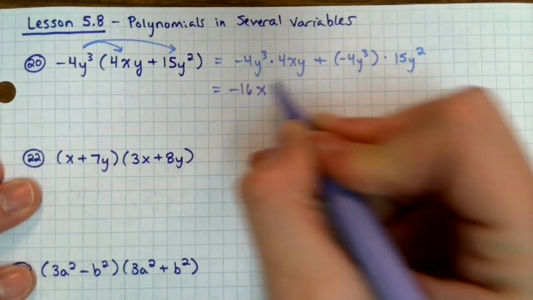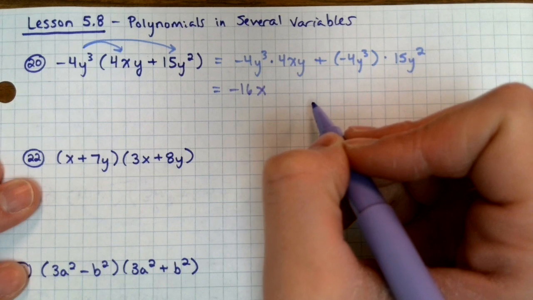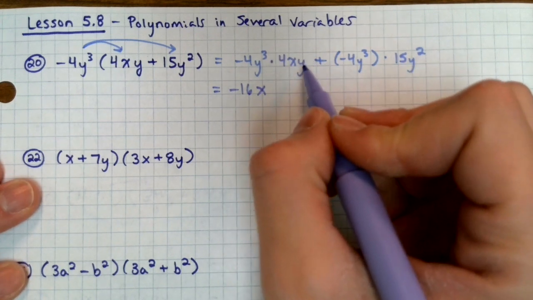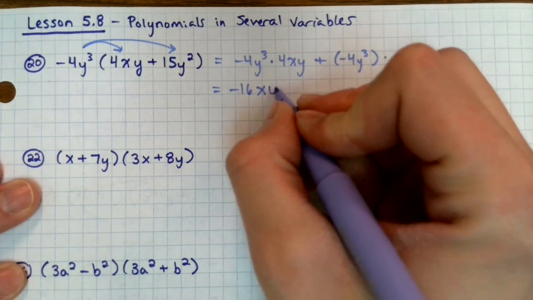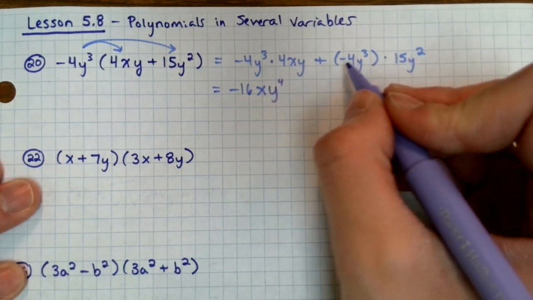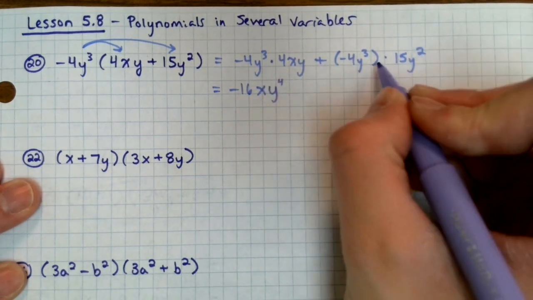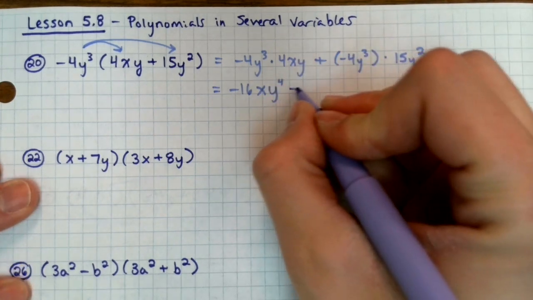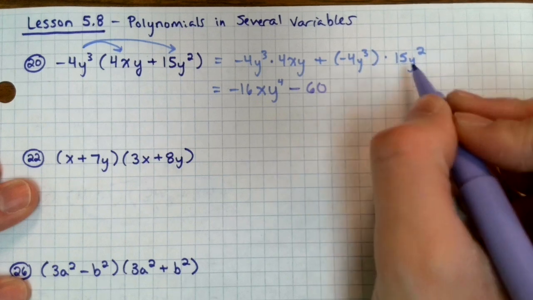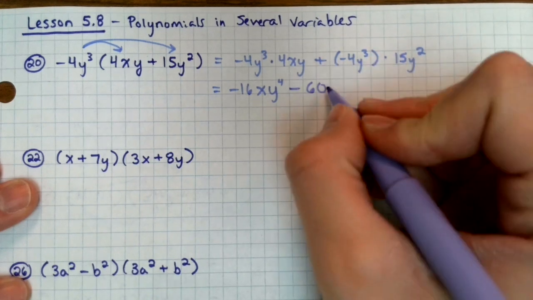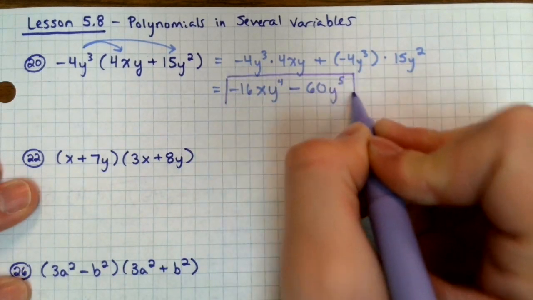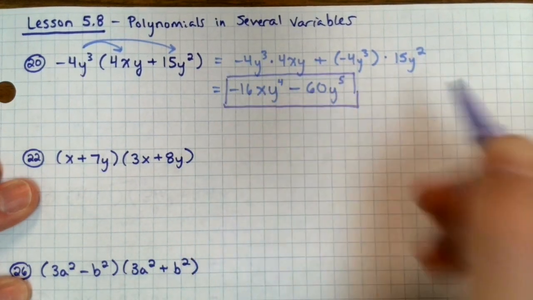We're going to put x next since technically we should write our variables in alphabetical order. Y to the third times y to the first, we can actually add those exponents and this becomes y to the fourth. And then this is just going to be negative 4 times 15, which is negative 60, so we can write this as minus 60, and then y to the third times y squared, that's going to be y to the fifth. This is as far as we can go with this multiplication question because we don't have like terms to combine.